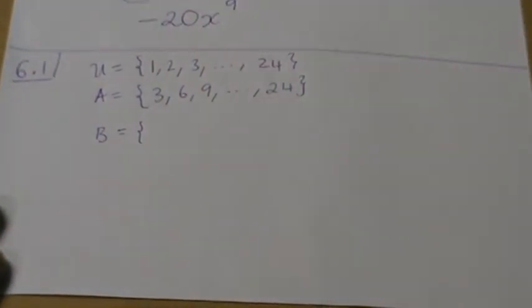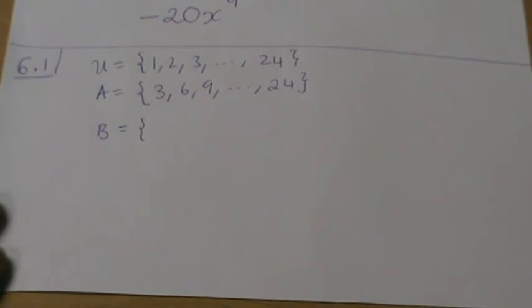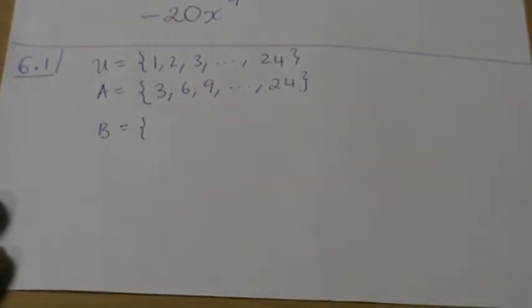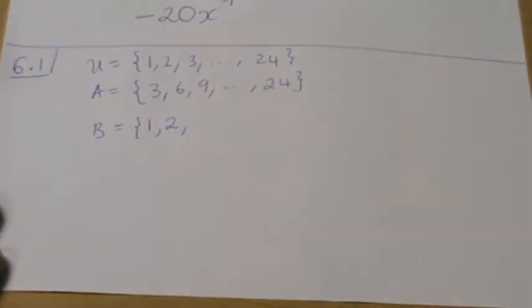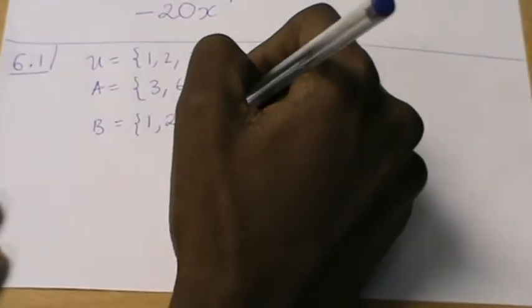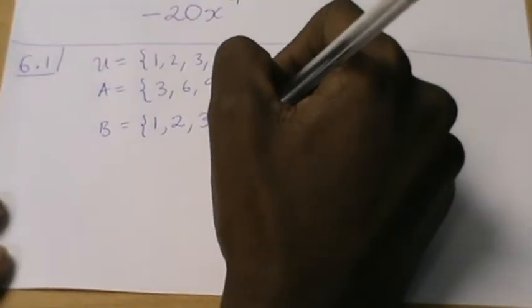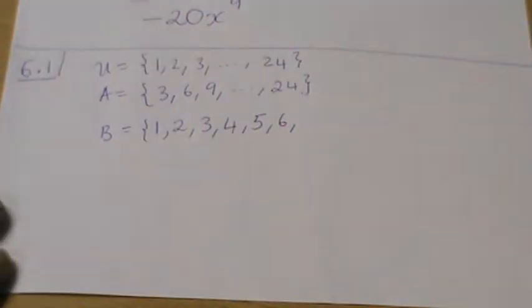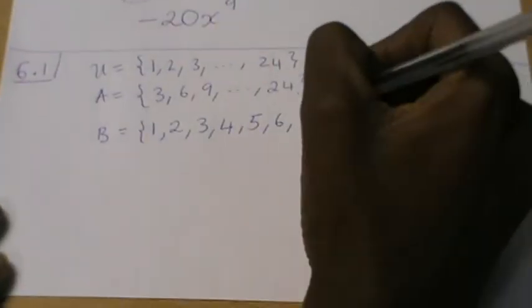Then B, these are the factors of 60. So a factor means numbers that divide 60 without leaving a remainder, and these must be less than 25. So I have 1 divides 60, I have 2 divides 60, then I have 3 divides 60, I have 4 which divides 60, there's 5 which divides 60, I have 6 which divides 60, and then there is 10.